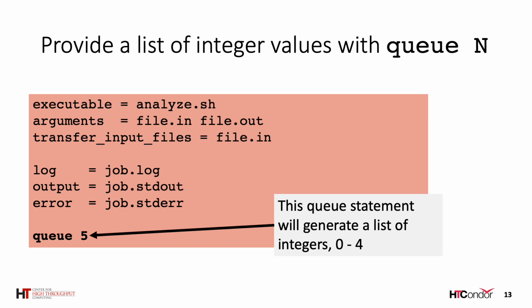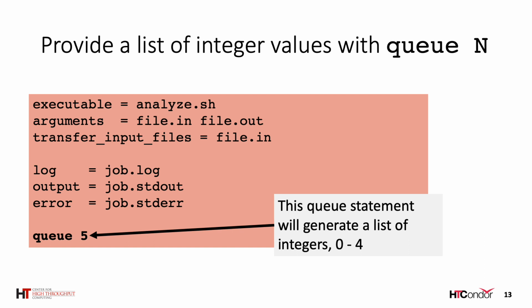The way to do this in HTCondor is to use what we call the QN syntax, where the Q keyword at the end of the submit file has a number after it, and that number will generate that many jobs, and they'll be indexed with the integers 0 through n-1, so in this case 0 through 4. So that generates our list of input values in this case.